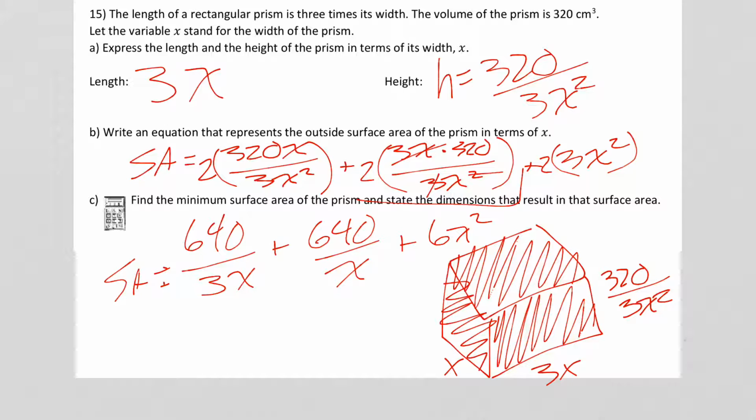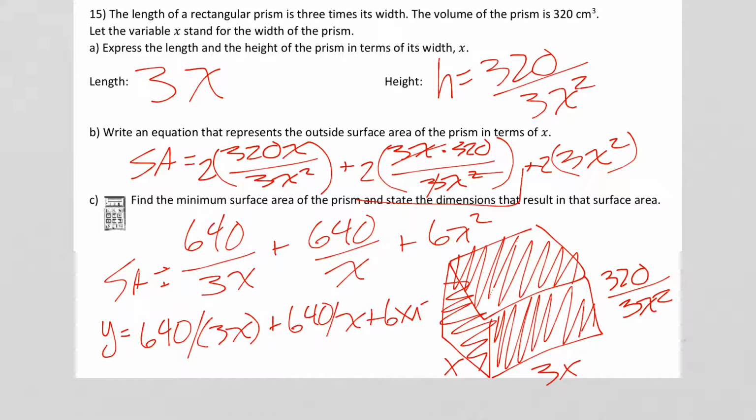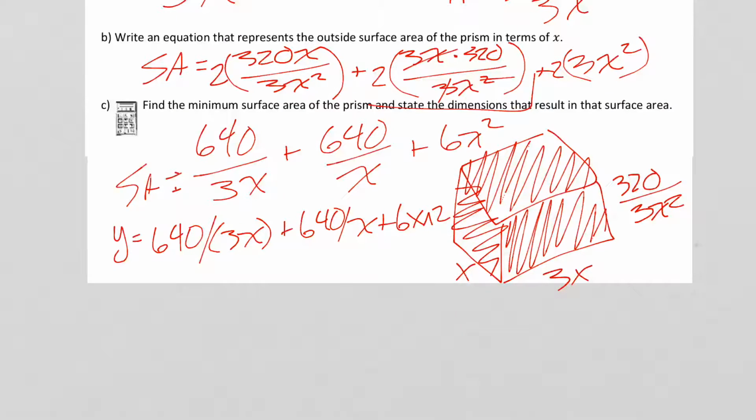Can you simplify that more? Sure, maybe, kinda, I don't know. I'm not going to, but if you type this into a TI-83, maybe you want to type it as y equals 640 divided by parenthesis 3x parenthesis plus 640 divided by x plus 6x caret 2, or the square button. Graph that, find the minimum surface area, and state the dimensions that result in that surface area. If you do Zoom standard, you're going to cry because it's going to look terrible, and you need to figure out what are some realistic x values that make sense for this domain.